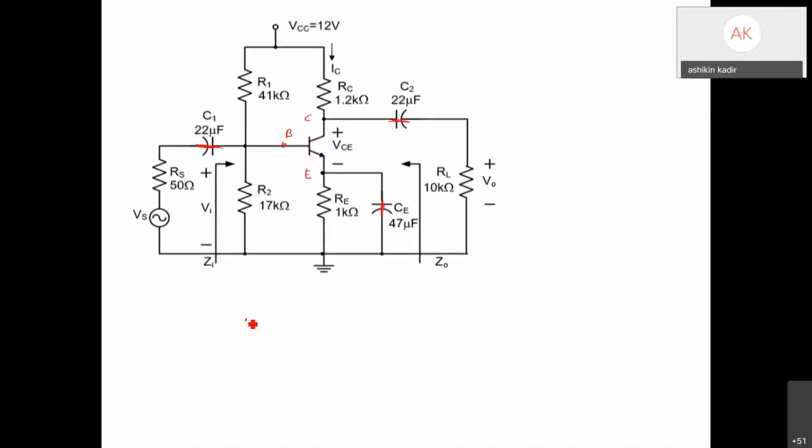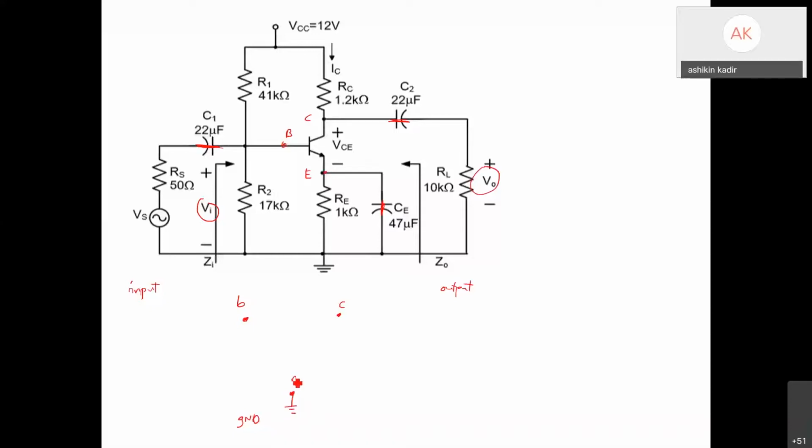For me, I like to draw input on the left, on the right is output, down is ground. So here your VI is connected to base. So first node is base. And then output is connected to C. I like to draw the output on the right. So C, here C. And then emitter is connected to ground.